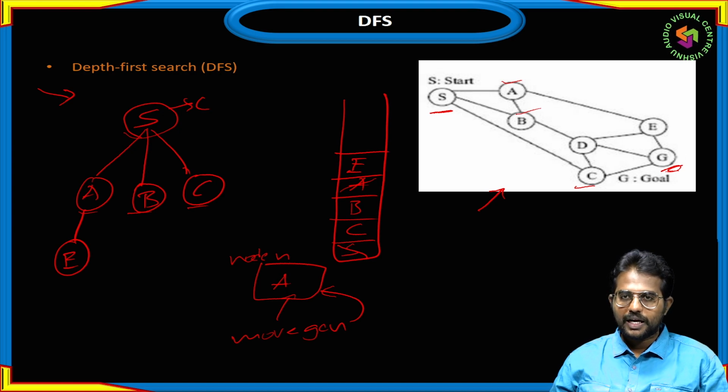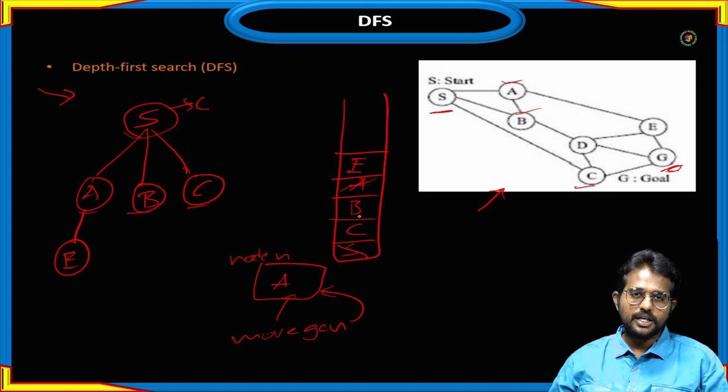So next again the while condition will be checked, whether the goal node is reached. The goal node is not reached, and we will also check whether the stack is empty. The stack is not empty because it has three elements, E, B, and C. So I will execute the while condition.